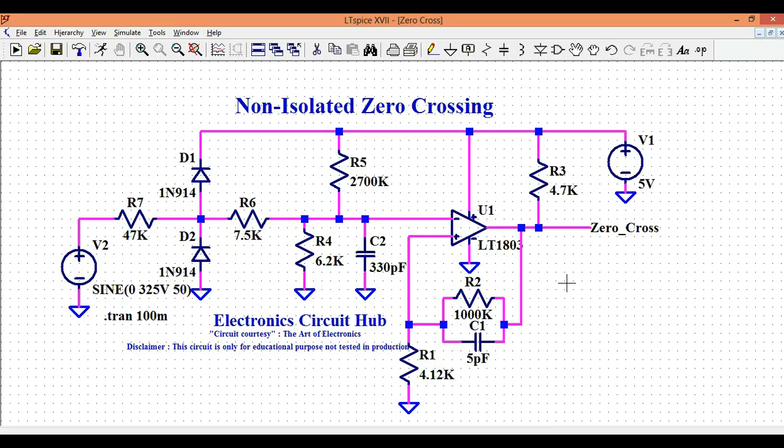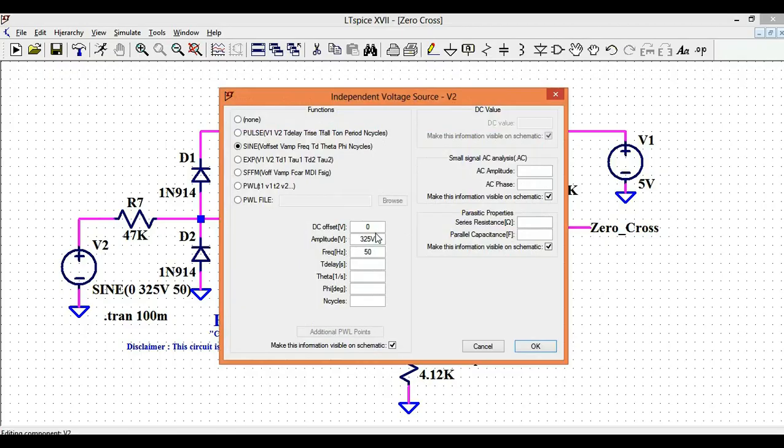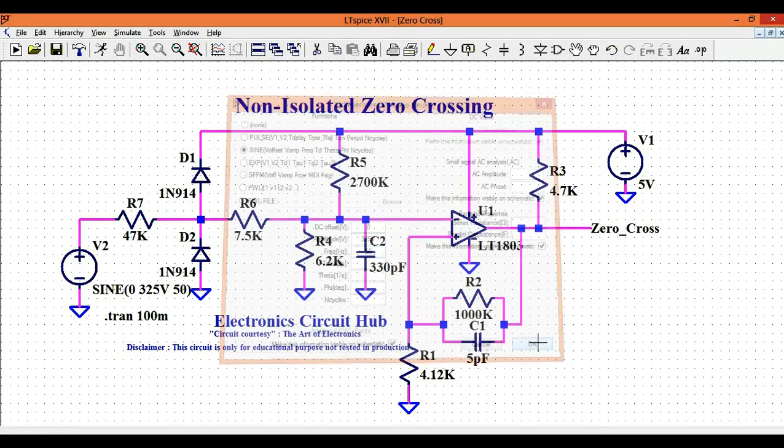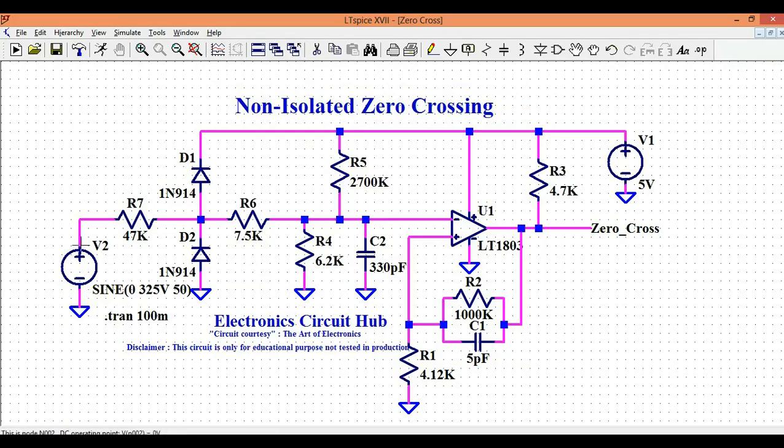If I say non-isolated zero crossing, what does it mean? If you look here, this is my sine pulse. I have given it a peak amplitude of 325 volt with a frequency of 50 hertz. And if you look here, the ground of this sine signal is common everywhere. That's why I'm saying this is a non-isolated zero crossing signal.